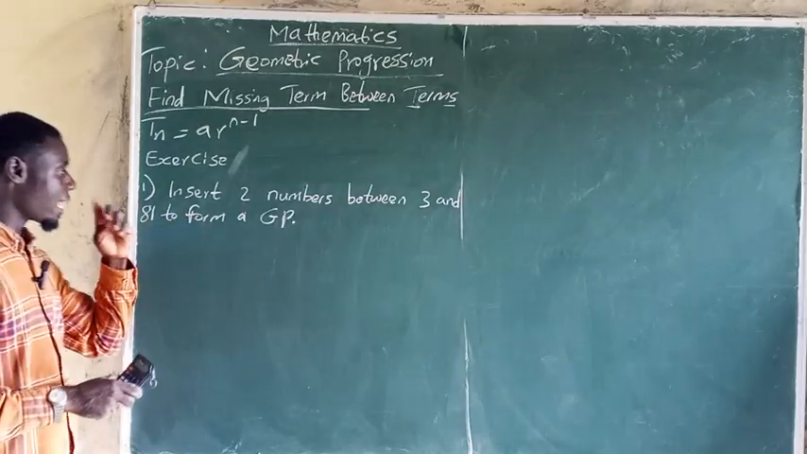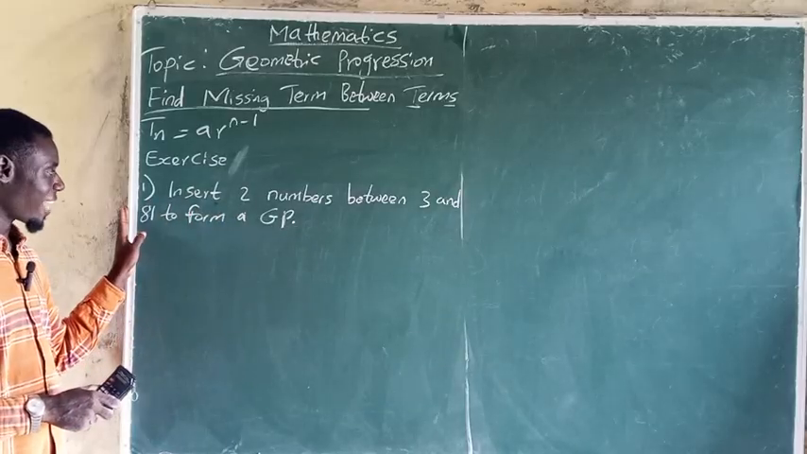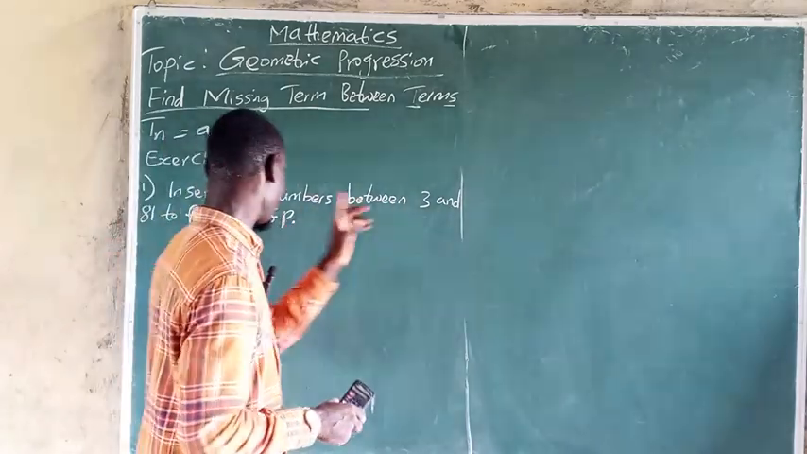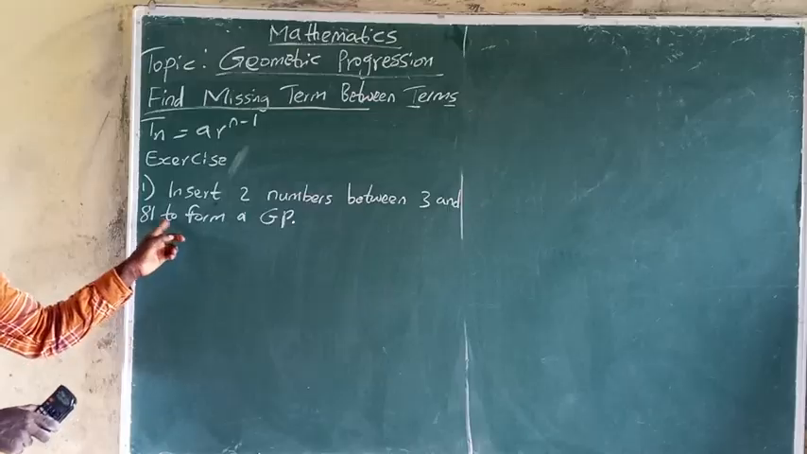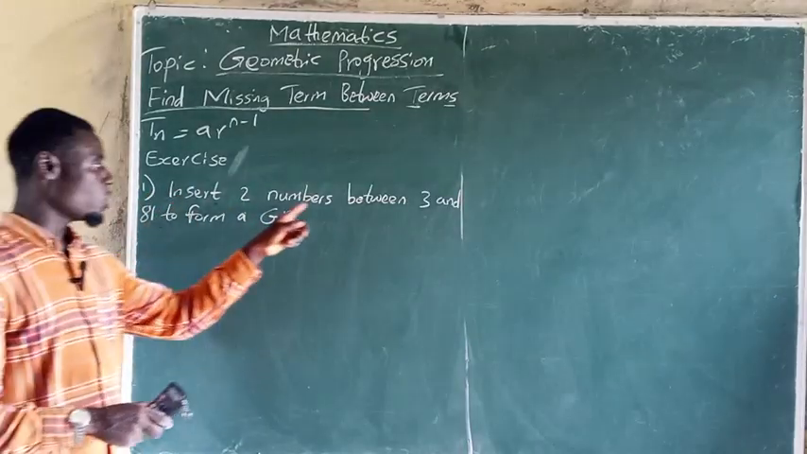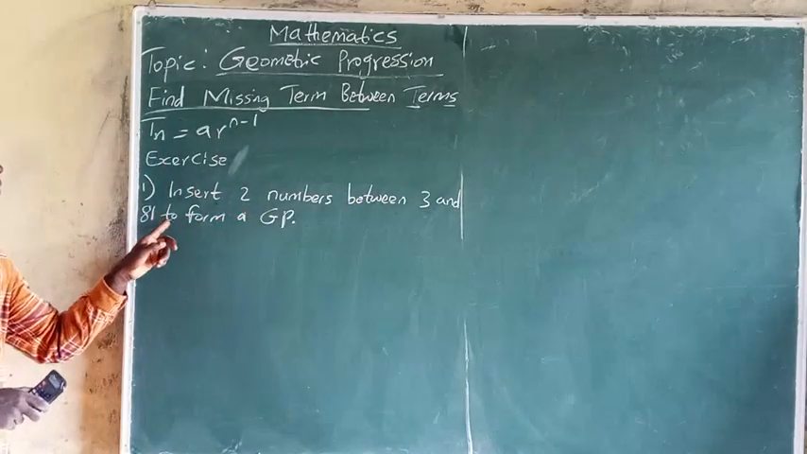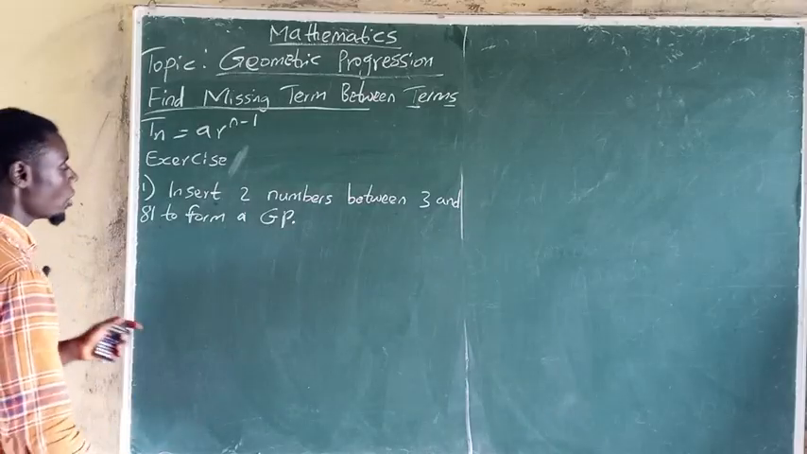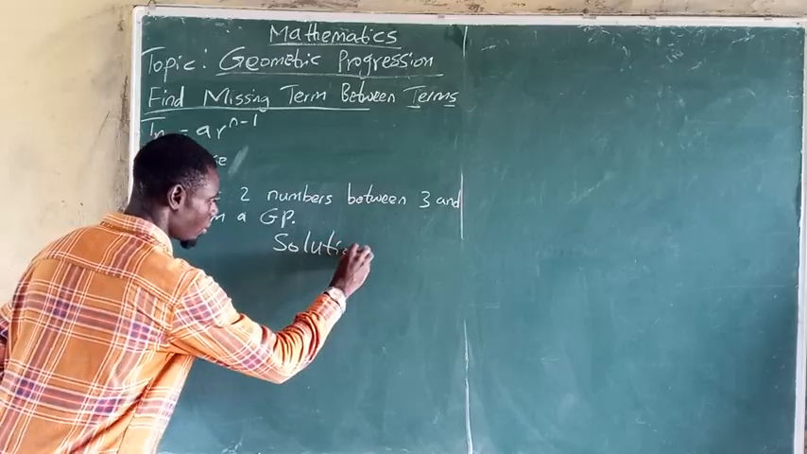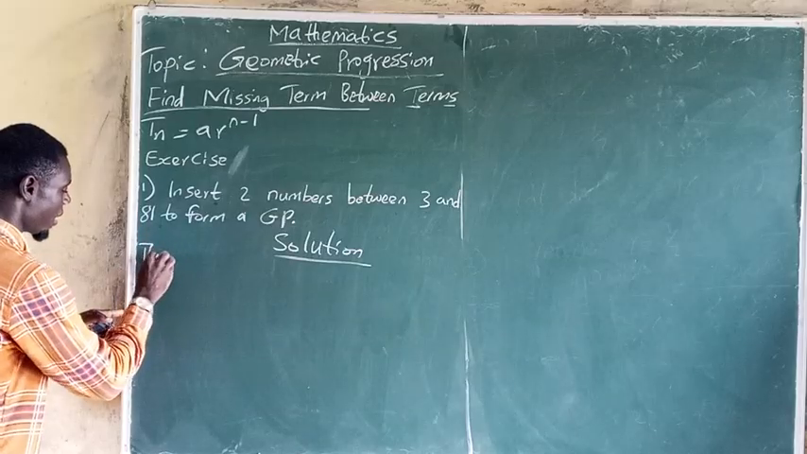They said this exercise. They say insert. Very important. I like this question, how they started it. They say insert two numbers between 3 and 81 to form a GP. I say again, insert two numbers between 3 and 81 to form a GP. So what do we start with? We start by saying solution.